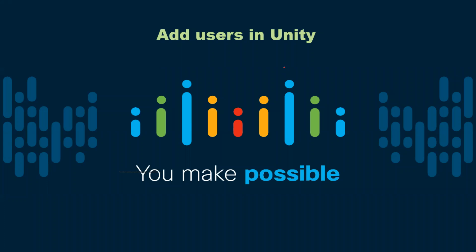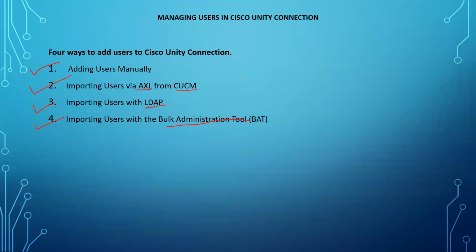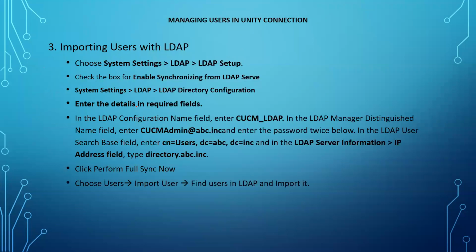So I'm continuing the same topic, that is how to add users in Unity. Today I'm going to discuss the third part, that is importing users via LDAP. So how can we import the users with LDAP? Let me show it to you with the help of slides, and then I will show it to you practically. Most of the time in your environment, you will already see all the users integrated with LDAP, but at least you should know how it is getting integrated.